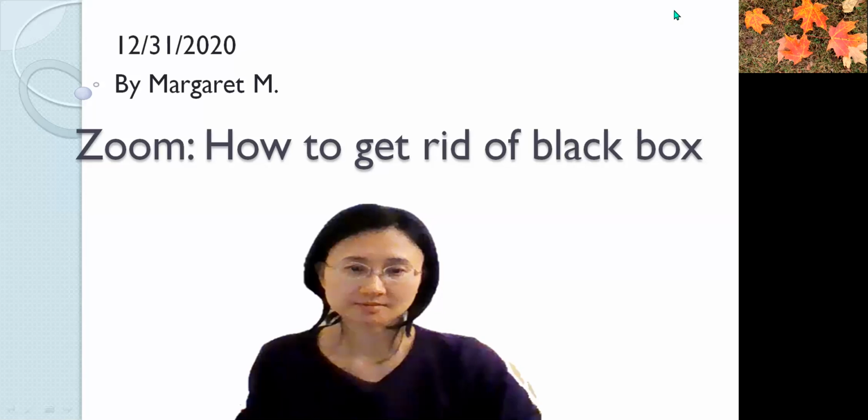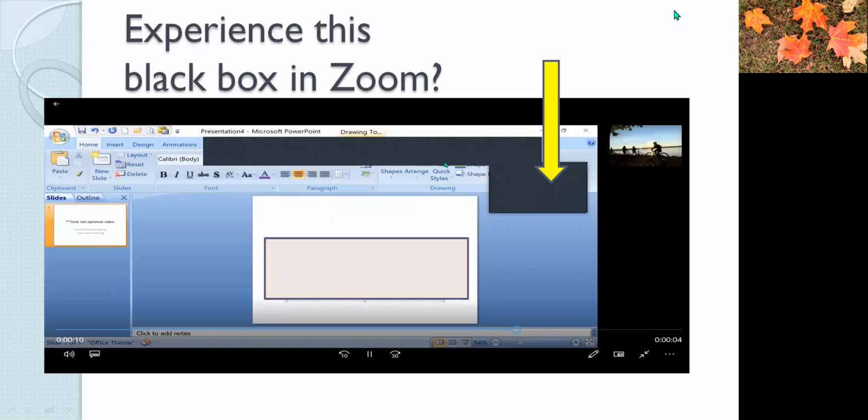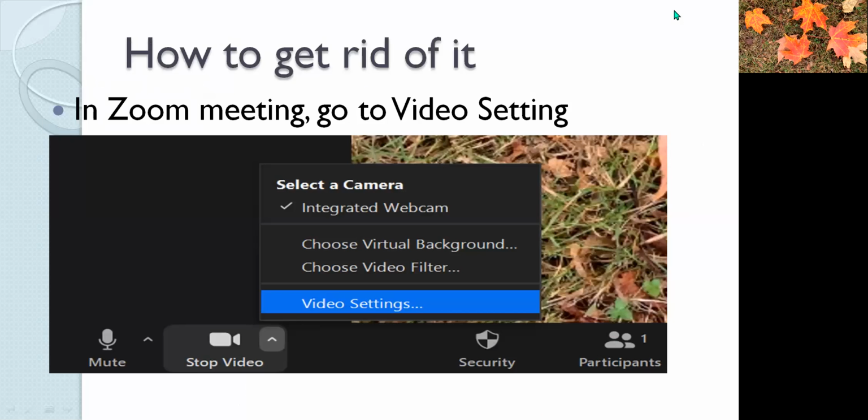We'll be talking about how to get rid of the black box in Zoom. You ever experienced this? When you're in Zoom, you're doing a presentation and you see a black box highlighted with the yellow arrow. So how do you get rid of it?